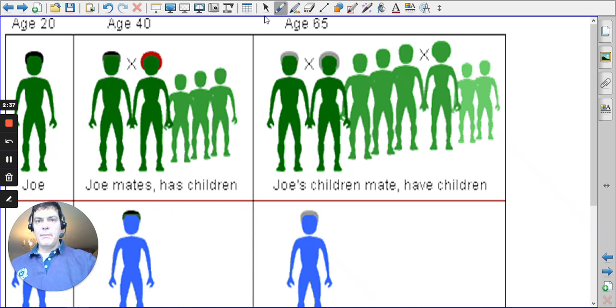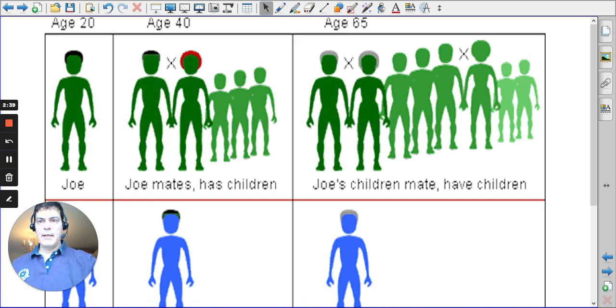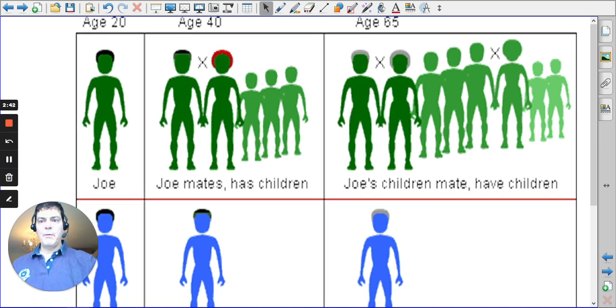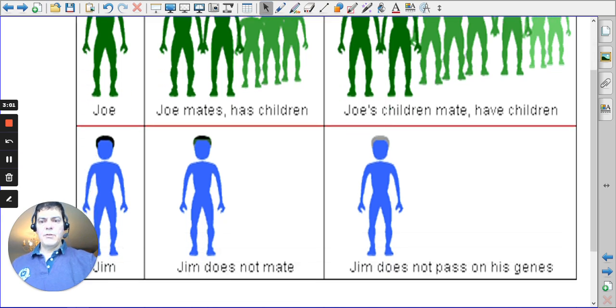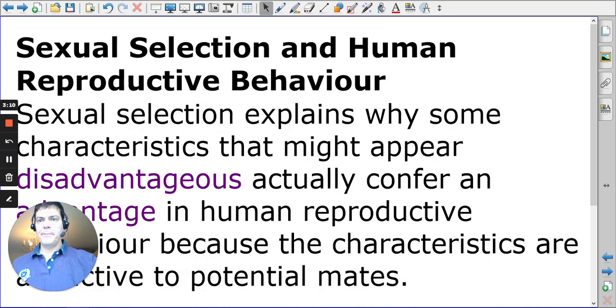Here's a diagram, not the best one I could find, but this is a classic situation. We have Joe, who has favorable characteristics, and so when he's older he's got offspring, he's able to mate. His children have similar characteristics, so they are able to mate as well. In contrast, Jim doesn't have favorable characteristics and therefore does not find a partner, so he does not pass on his genes. It is as simple as that.